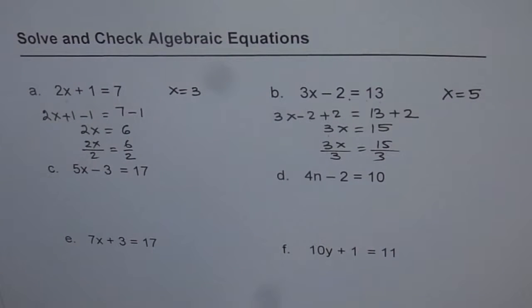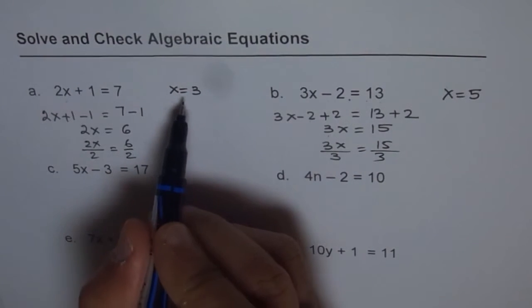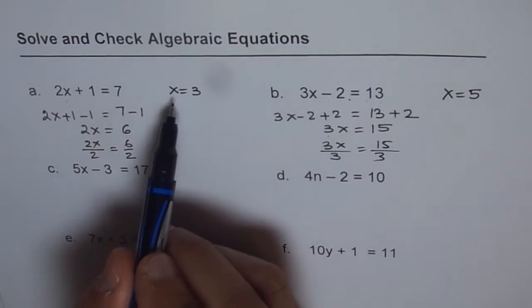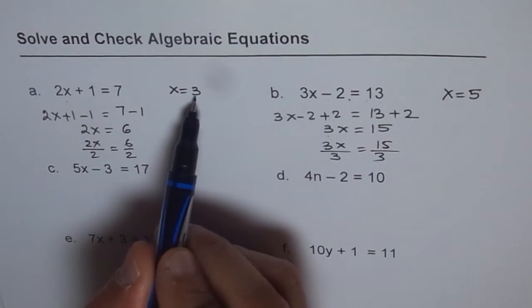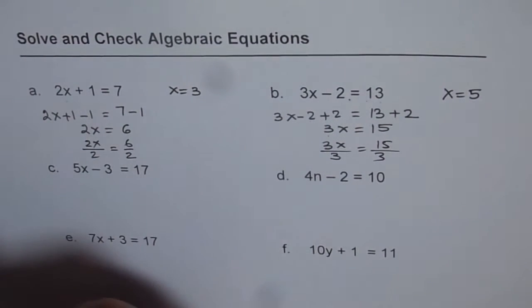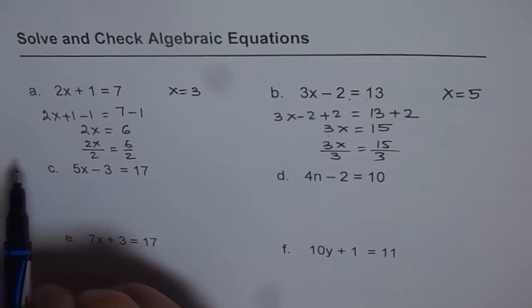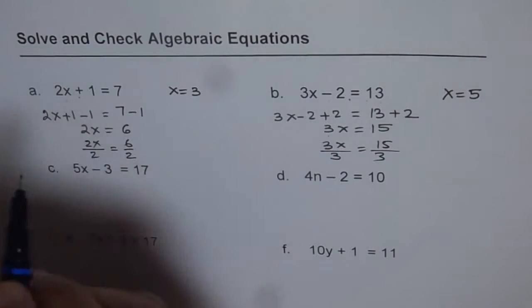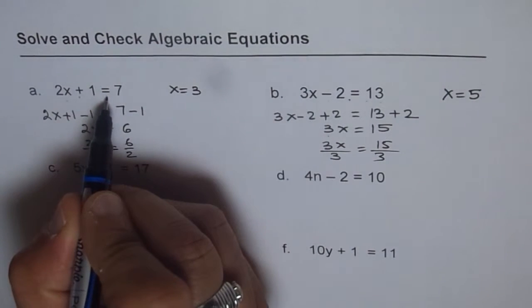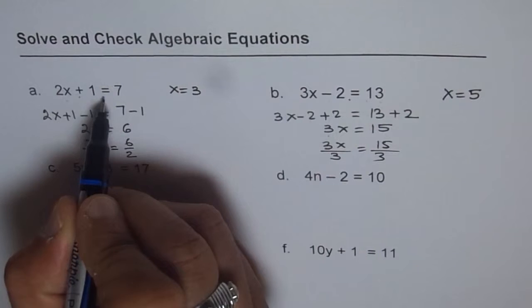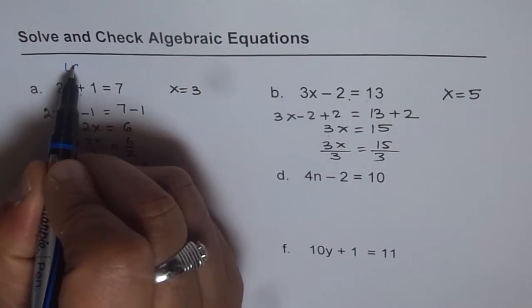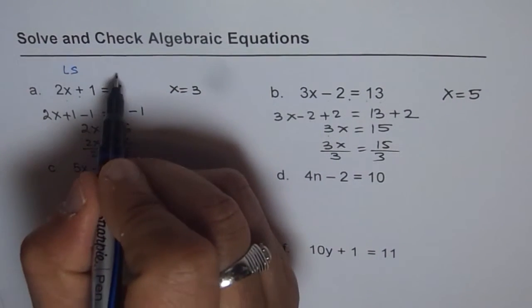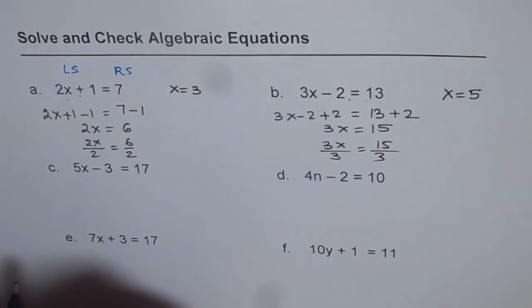Now let's see how to check the answer, right? To check the answer, we have to substitute x equals 3, the solution, in the equation and see if the left side equals the right side. Now in any equation, this is the equal to sign, which will always be there in any equation, right? Now the left side is the left side of equal to and the right side is the right side of equal to.